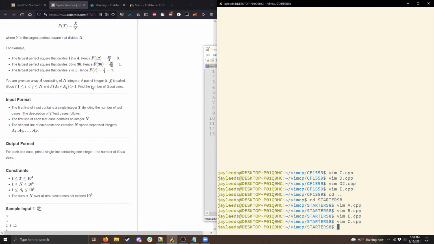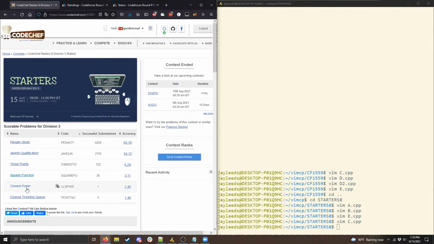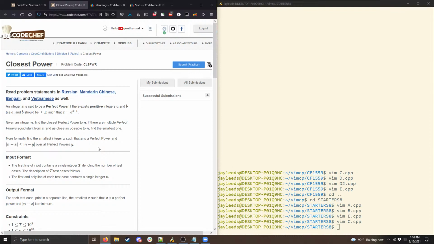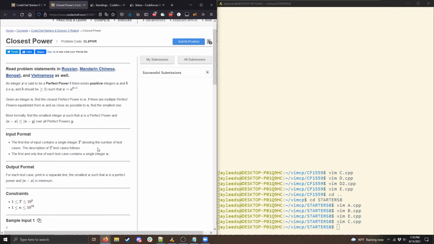All right, two problems left. So the next problem is called closest power. Pretty straightforward problem statement. We're given an integer n up to 10 to the 18, and we need to find the closest perfect power to n.